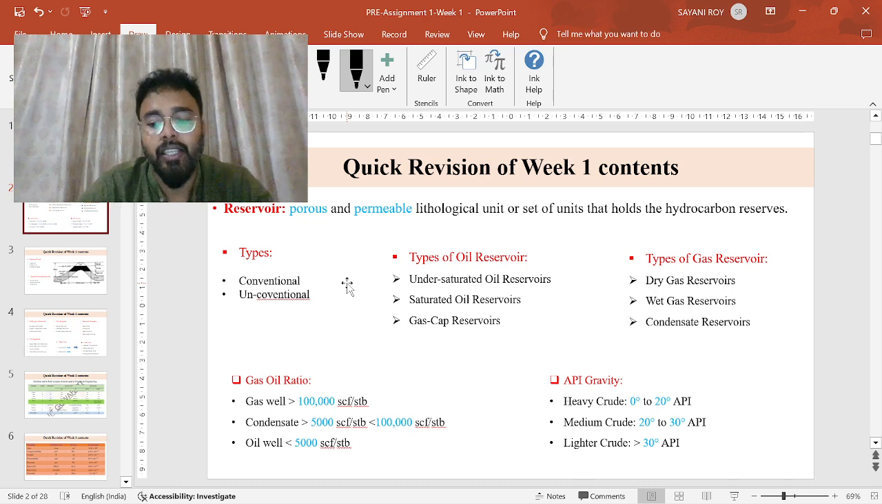You can check the range. My range may not be exact, but when the permeability is very low, like 0.1, 0.01, or 0.05, it is called an unconventional reservoir. And when the permeability is higher, more than 50 or more than 100, we call it a conventional reservoir.